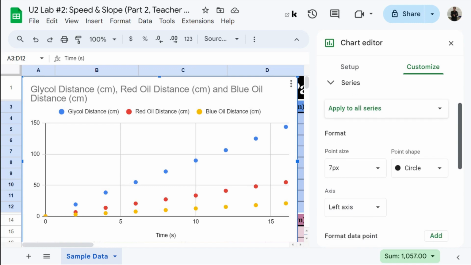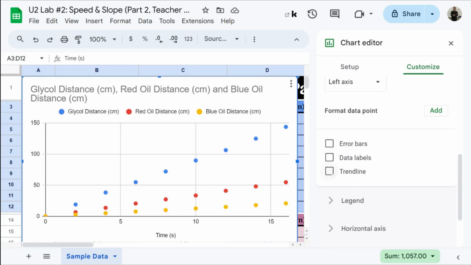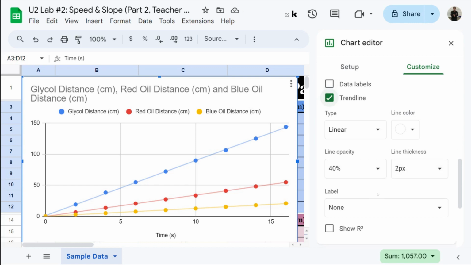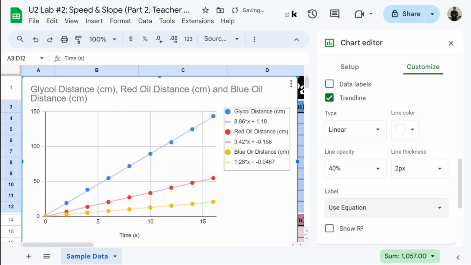If I scroll past all the fun stuff, I'm going to click this checkbox on trend line. So I now have a line going through all three of these sets of points. If I go down a little bit farther, I can change the label to use equation so that this will tell me the slope of each of these lines.